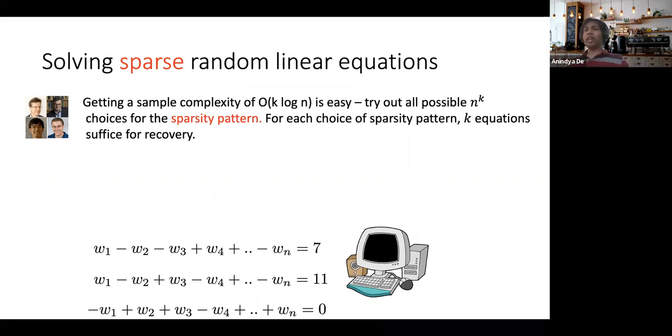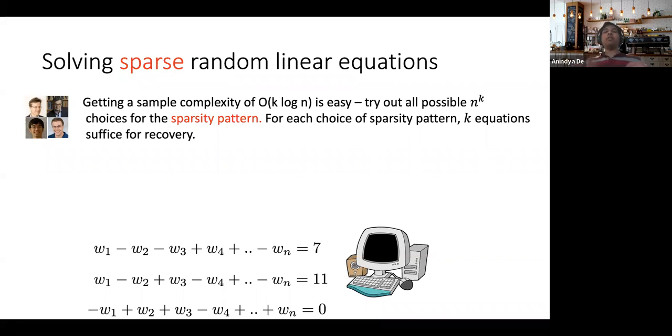If I told you the k coordinates where it's non-zero, then it's just a linear equation in k unknown variables, and you could solve it with k equations actually. So the main issue is how to find out the sparsity pattern of W. And observe that because W is k-sparse, there are only n choose k, roughly speaking, sparsity patterns, meaning the positions where W is non-zero.